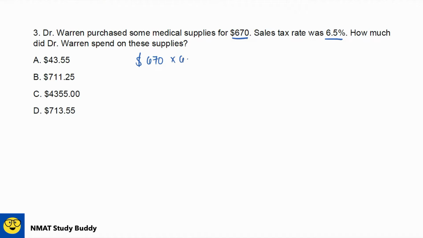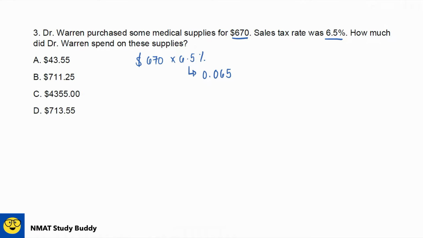times 6.5%. So, this 6.5%, we need to transform it to a decimal number. Since percent means it is multiplied by 100, we need to divide 6.5 by 100. If you want a shortcut, just move the decimal point 2 times to the left. So, it becomes 0.065 in decimal. So, that's it.